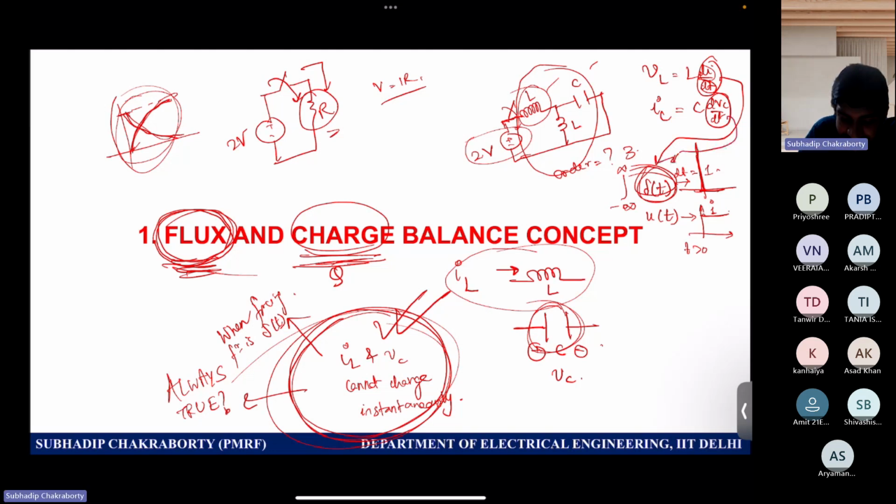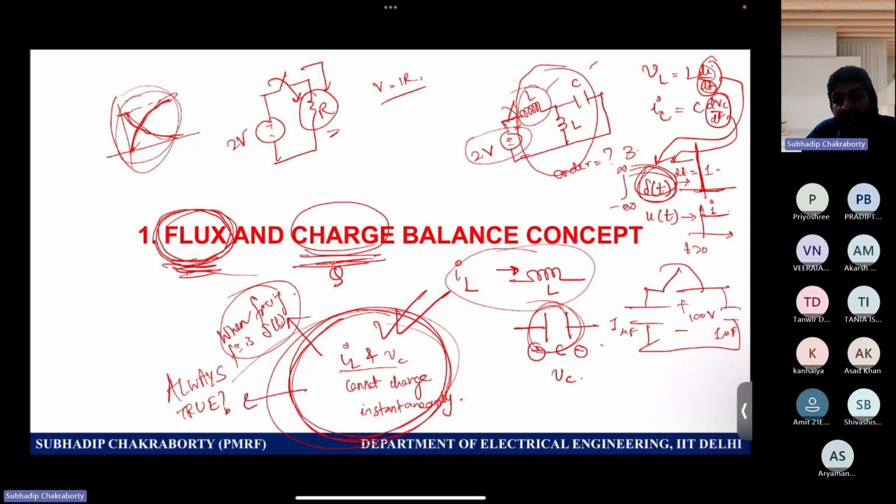If you impress that kind of forcing function, then I_L and V_C can change instantly. Like those capacitor charge splitting problems. You charged a 1 microfarad capacitor to 100 volts. Then another capacitor came, 1 microfarad, completely uncharged. And you just turn on the switch. What will happen? We'll do charge balance.